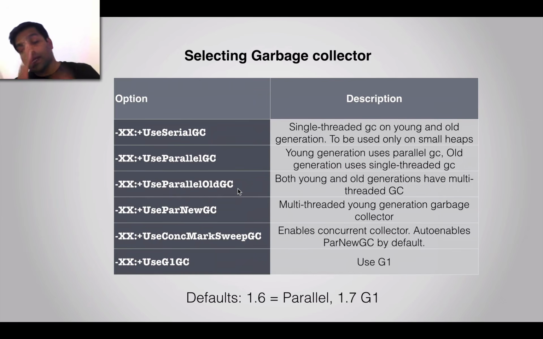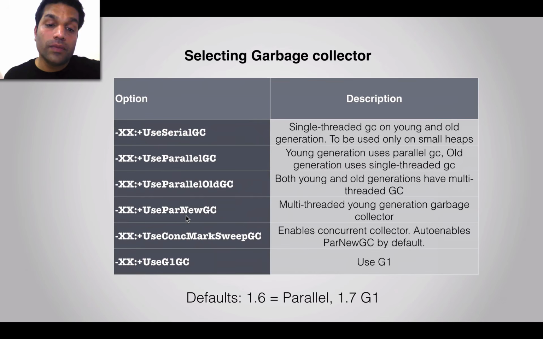That means suppose you are building a batch application where throughput is the most important thing, and you can tolerate a certain amount of pauses for garbage collection. You can use ParallelOldGC, which will use parallel GC in the young generation as well as the old generation. Now UseParNewGC is another flag which will be used only on the young generation, as the name says, new GC. The new means young generation. So if you want to use multi-threaded GC only in the young generation, you would use ParNewGC.